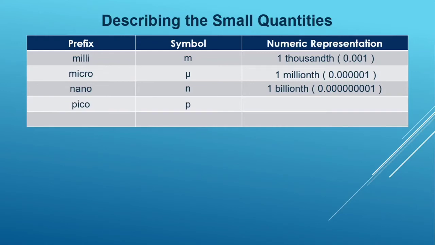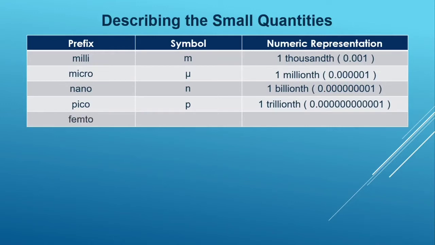Next, we have the pico. The pico is symbolized by small letter p, and the numeric representation of pico is one trillionth, or 11 zeros and 1. So those are the numeric representation of pico.